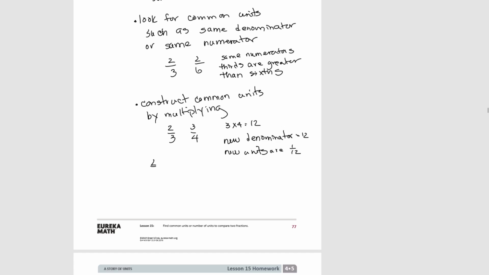So 2/3 times 4 gives me 8/12, and 3/4 times 3 gives me 9/12. 8/12 is less than 9/12. So 2/3 is less than 3/4. And that's the end of lesson 15.